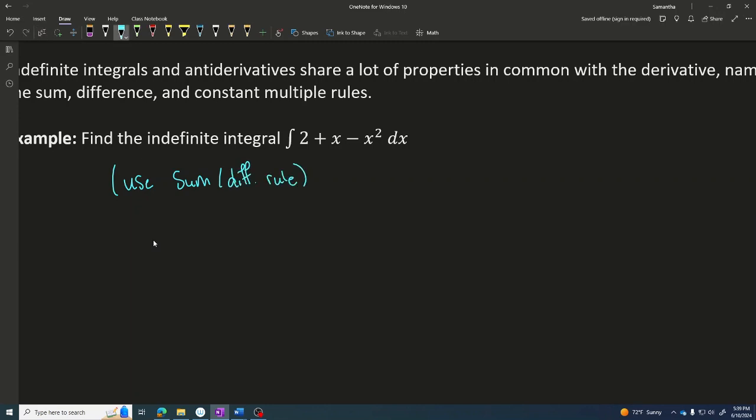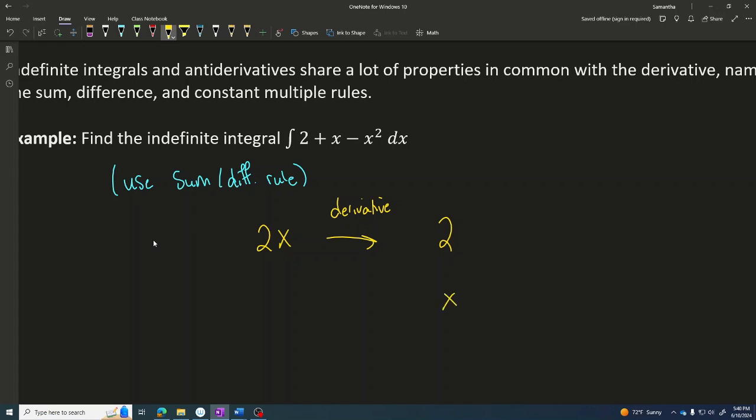So for example, can I think of a function whose derivative is equal to 2? Well, recalling from Calculus 1, the functions whose derivatives are constants are linear functions. For example, 2x is a function whose derivative is equal to 2.